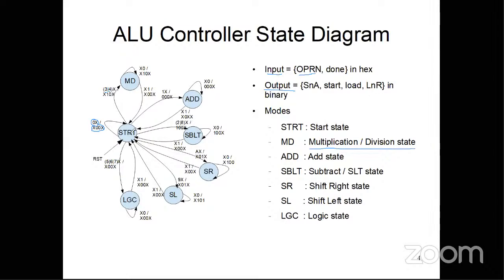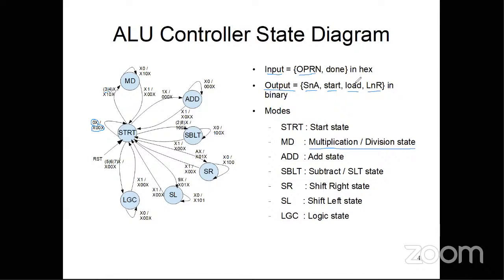So when it is transitioning to that state, it is basically giving the start signal 1, keeping the load at 0, and LNR doesn't matter. Okay, and it is assuming, by the way, that keeping the load signal at 0 means the divider and multiplier are actually looking at the incoming data.